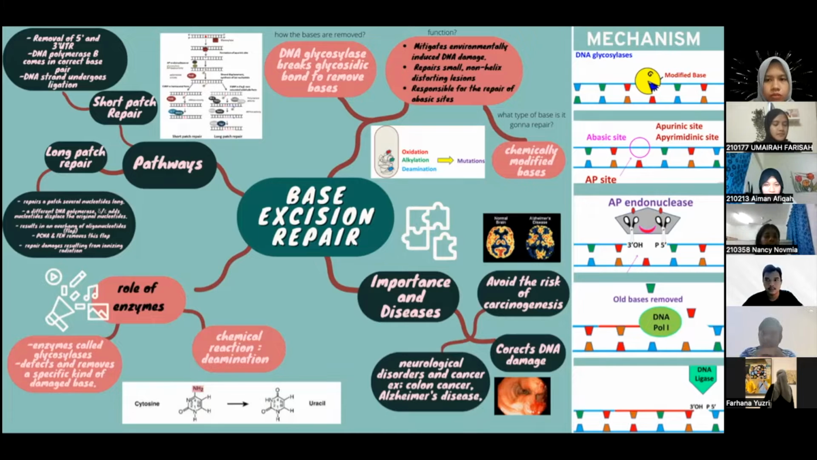So nature has devised several ways to ensure that the base sequence of DNA is copied faithfully. One of the critical protective systems is base excision repair, which mitigates environmentally induced DNA damage and repairs small non-helix distorting lesions and abasic sites. Now, let's take a look at the mechanism.